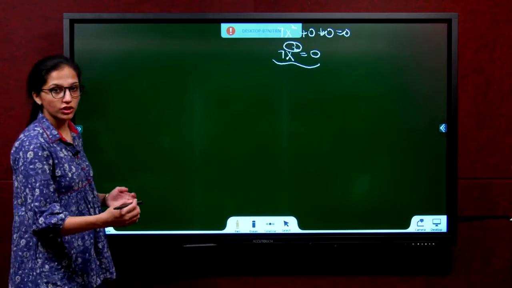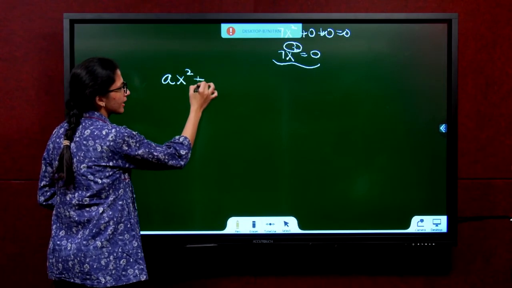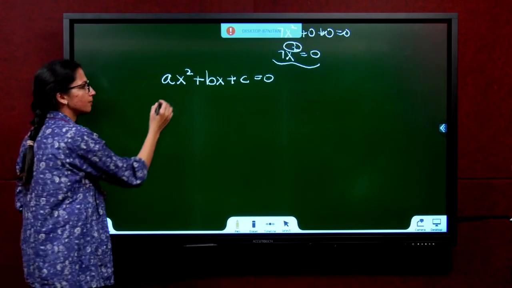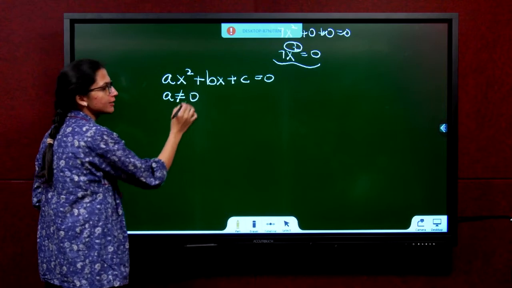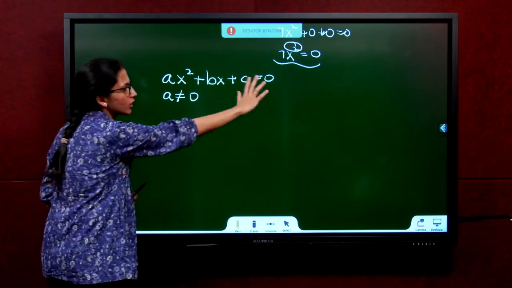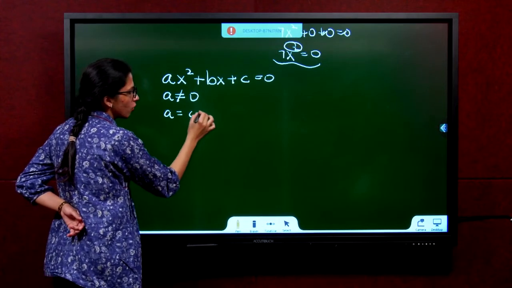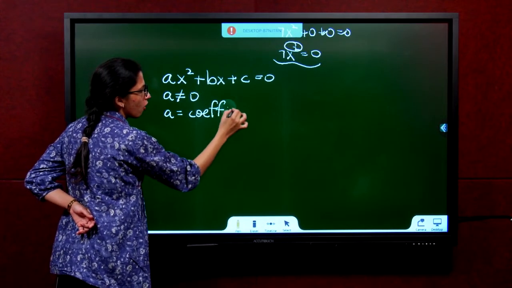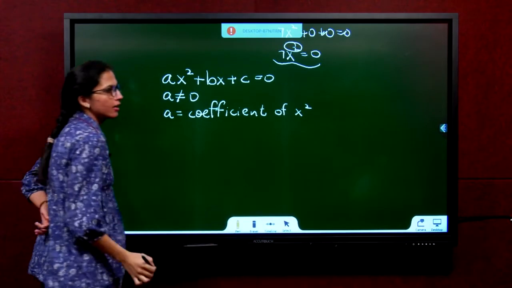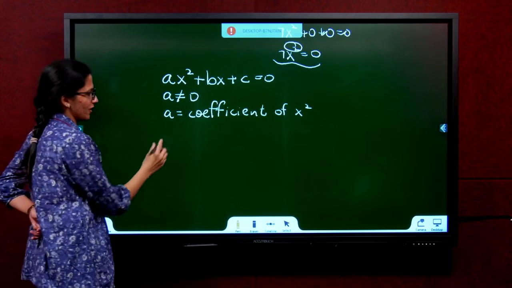So to conclude what we just learned, a quadratic equation is of the form ax square plus bx plus c is equal to 0. Condition being a should never be 0. Why? Because if a is 0, this term vanishes and the equation is no longer quadratic. A is called the coefficient of x square. The number sitting next to x square is called the coefficient of x square.